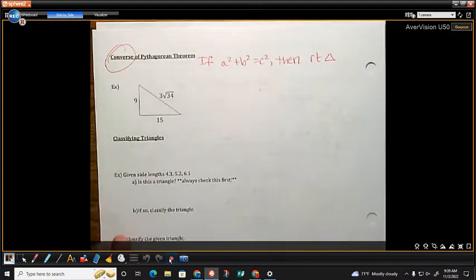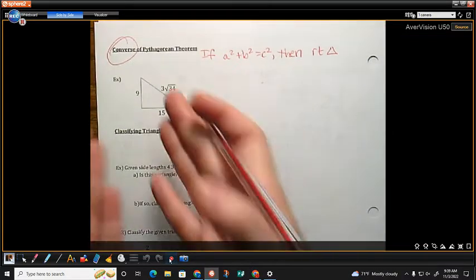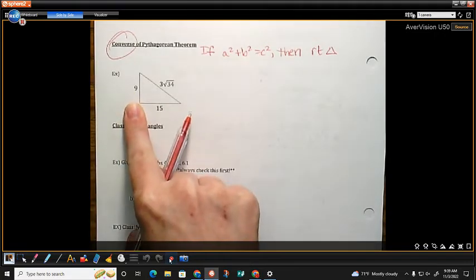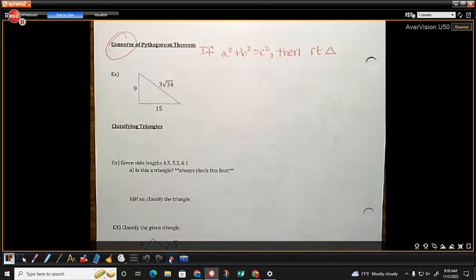Okay? And so, for example, I give you this, and notice there is not a right angle in the corner. So I don't know which one of these is the right angle. And so I need to check to see if this is a right triangle. What should you do first? Well, it doesn't simplify. That's 2 times 17. What you need to do is figure out which of these sides gets to be C. You have to figure out which is the biggest number.